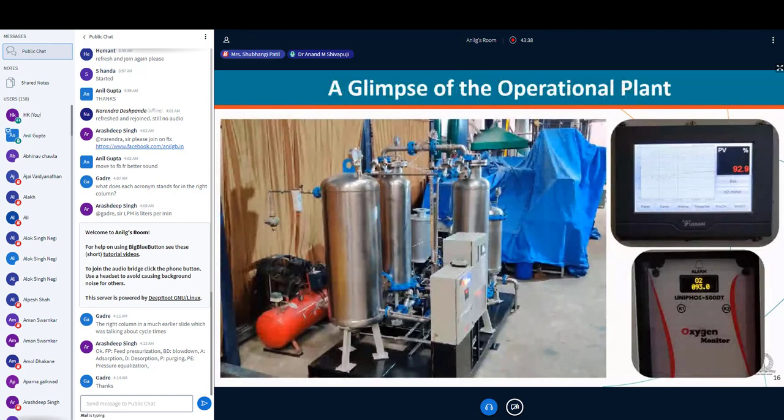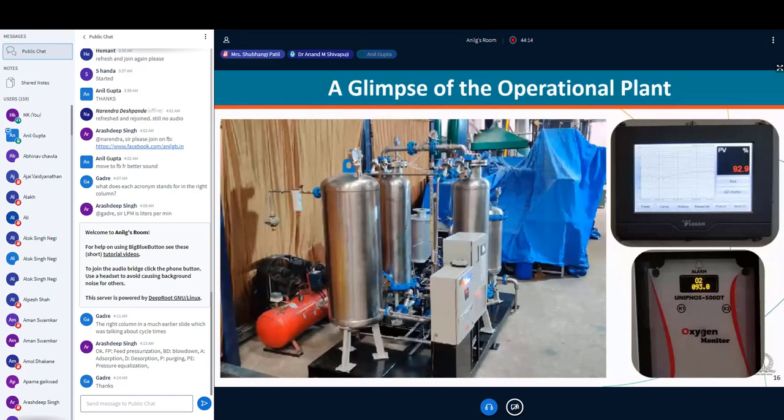This is the actual plant that we currently have operational in our institute. In the right top corner, I'm not too sure how clear the image has come. You can see that for a fairly long operational period, we have maintained the purity of oxygen well above 98%. And one instantaneous snapshot of the oxygen analyzer is shown in the right bottom corner, which shows 93.0%.